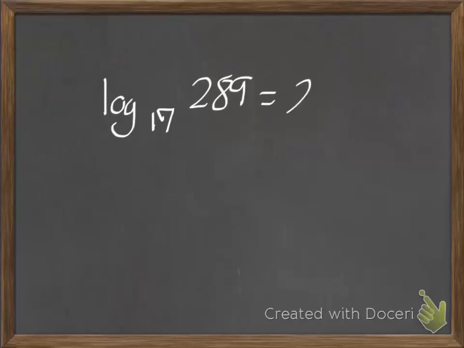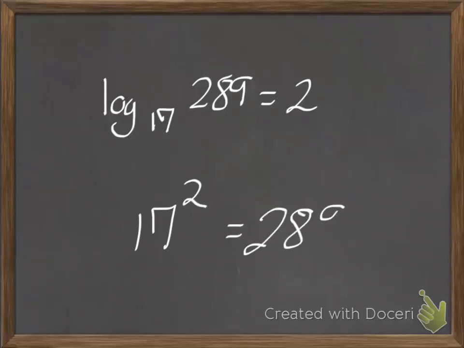So let's do another one just to practice and see if we got it. Log base 17 of 289 is 2. So what is my base? 17. What is my exponent? 2. And my answer is the 289. Now let's try to go backwards. Let's try to go from the exponential to the logarithmic.